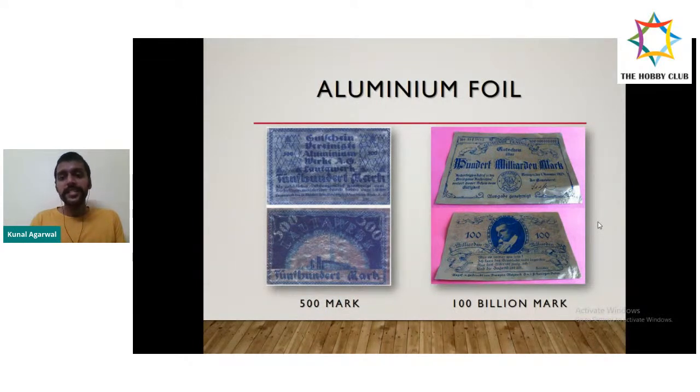And on the right is a hyperinflation era 100 billion mark banknote, and it's a silver colored aluminum foil. So there were gold colored, purple colored aluminum foil, green color aluminum foil. A few varieties were also printed in these. These are particularly a bit scarce or rarer to find.